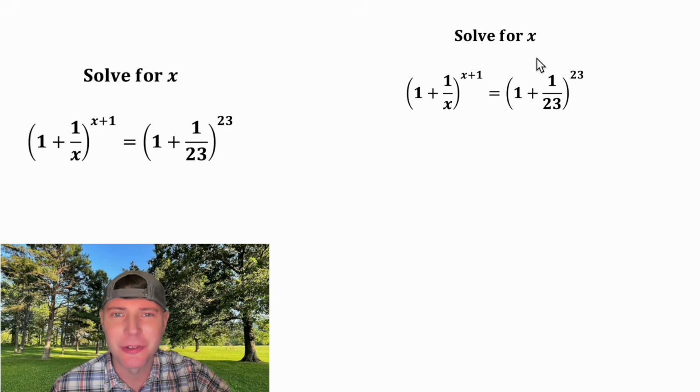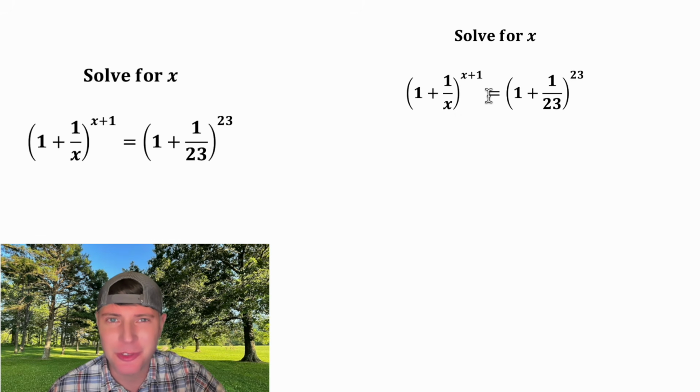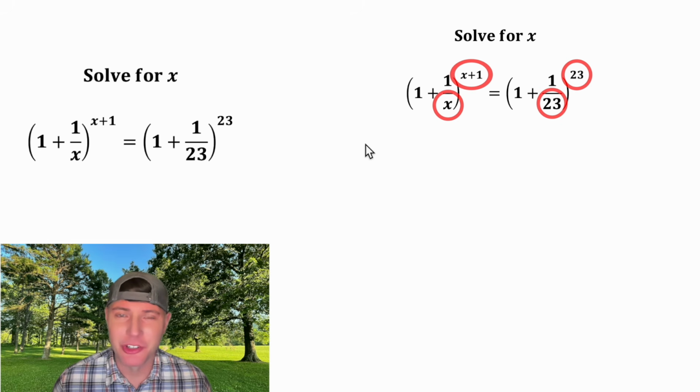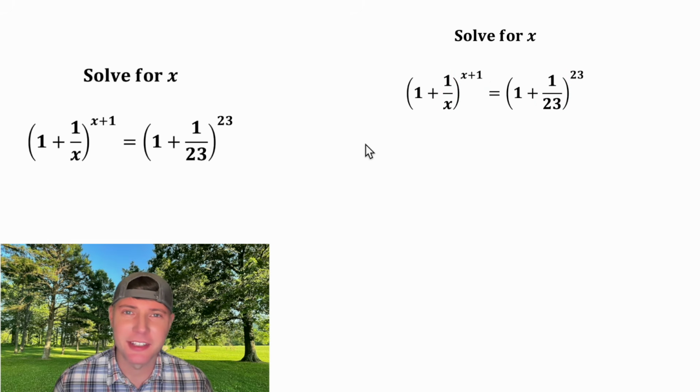Hey guys, this looks like a fun one. We're asked to solve for x. We're given the quantity 1 plus 1 over x to the power of x plus 1 equals the quantity 1 plus 1 over 23 to the power of 23. So these two numbers match, but these two do not match. At first I thought maybe there's no solution, but there is a nice clean solution.